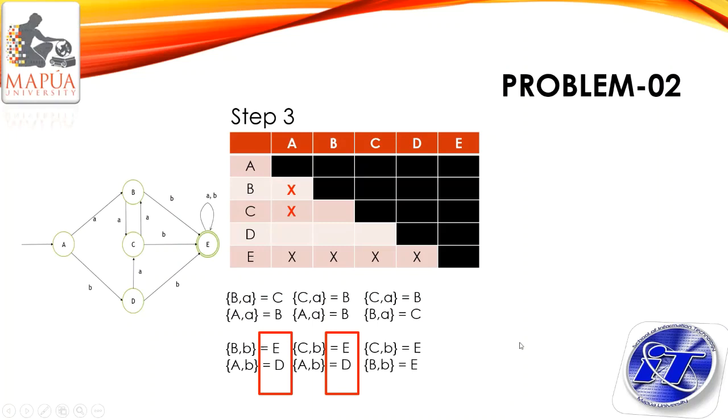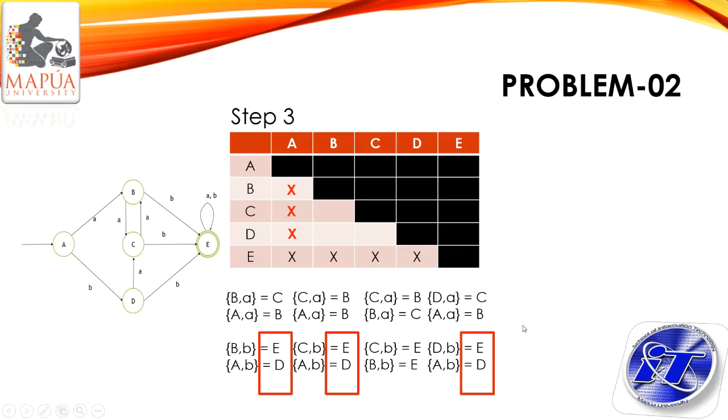Let's proceed with DA. D at A will go to C, and A at A will go to B. BC is not marked based on our table. So let's proceed with B. D at B will go to E, and A at B will go to D. So ED is marked, therefore DA will also be marked.